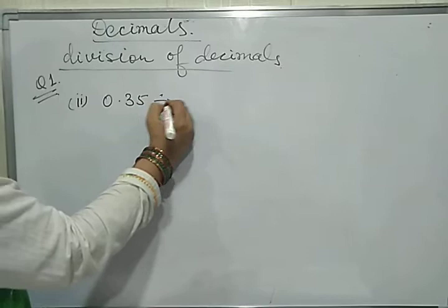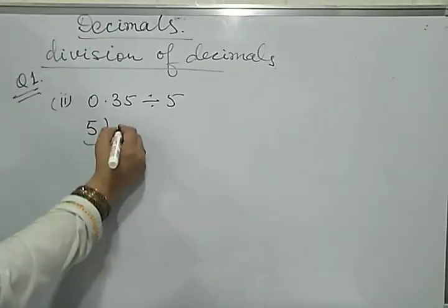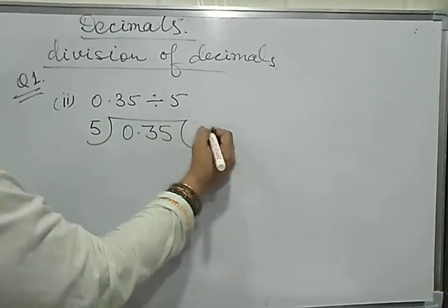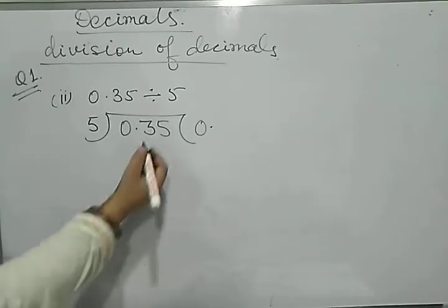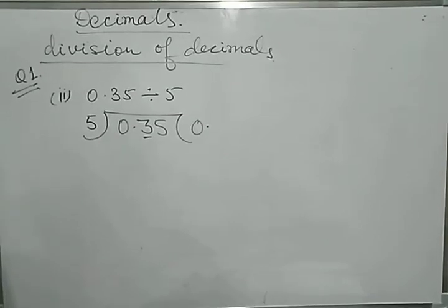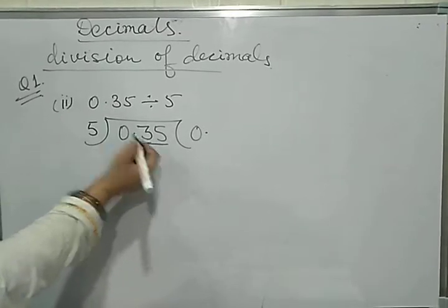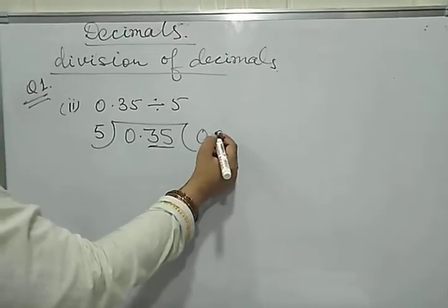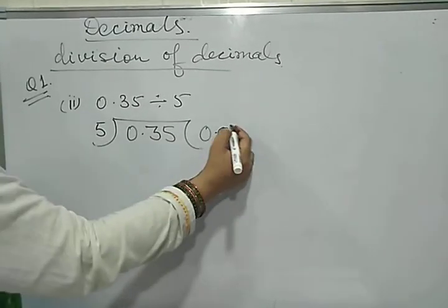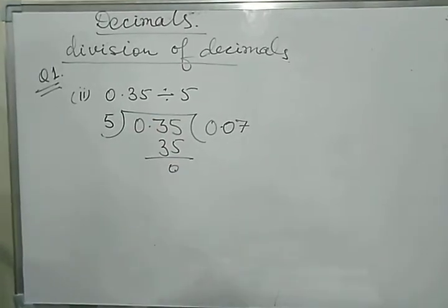0.35 divided by 5. Either we can divide it directly. First you carry 0 point, and after decimal only one digit is allowed for the division. But here 3 is not divisible by 5. We are taking 5 also together with 3. So for that we have to put 1 zero here, because we are taking one extra digit here. Now 5 7s are 35. So the answer is 0.07.